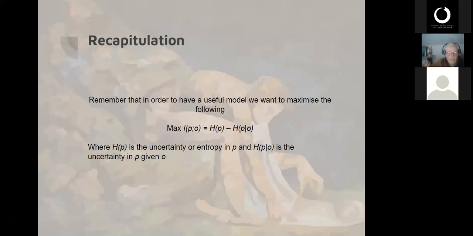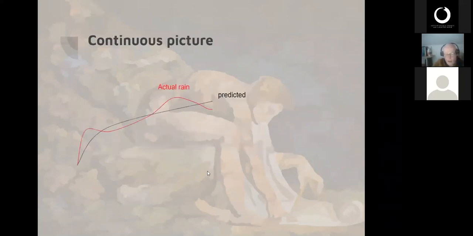Now, let's go back to what I was trying to maximize, the mutual information of predictions and observations. That's given by the entropy of the predictions minus the entropy of the predictions given the observations, where the entropy is the uncertainty. Now, how do you compute that?